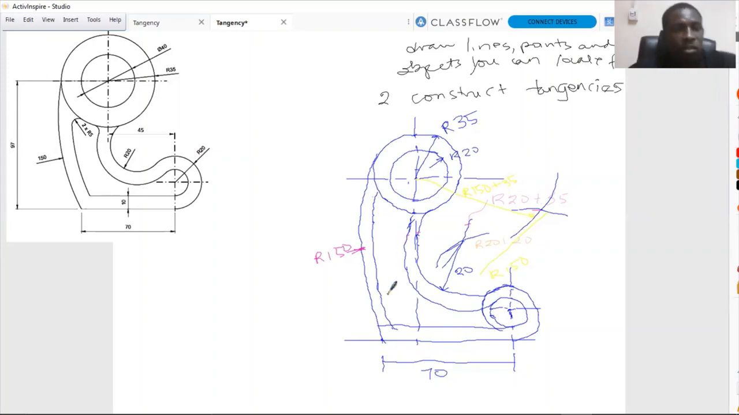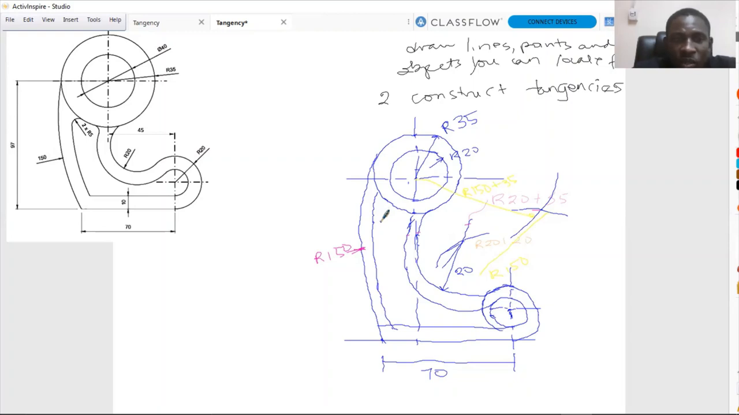All right. So what is left now is to draw our small arcs. There's a description given here, 2 times R5. This means these two similar arcs have a radius of 5. Okay, remember, this one is tangent to the circle, and then this one is tangent externally to this circle and internally to this one.